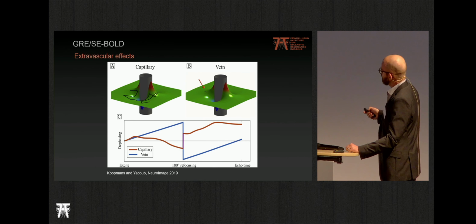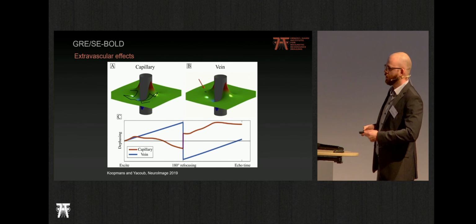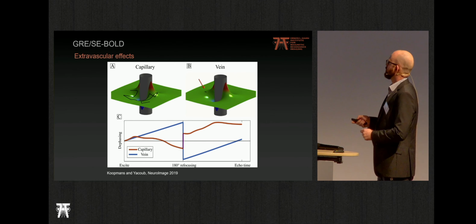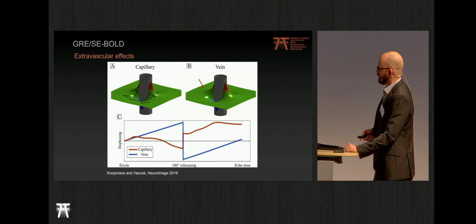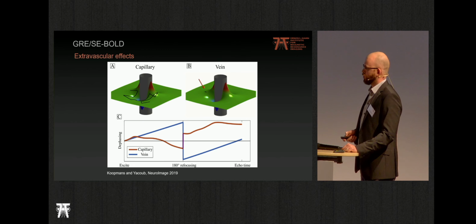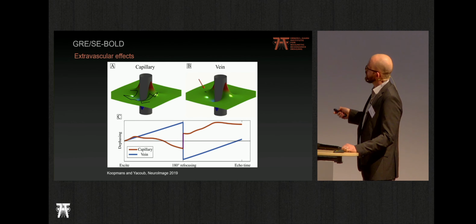If you look at the vein, then this proton here experiences not so much field variation. The field variation appears to be static from the point of view of this proton. So if you would apply a 180-degree pulse at your time of echo, you more or less perfectly refocus signal variations for this proton. So in spin echo BOLD, you made yourself sensitive to whatever happens outside of the capillary.